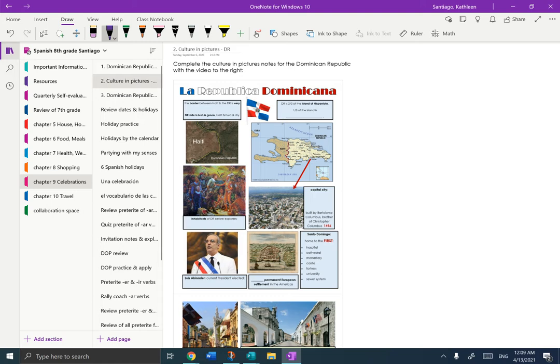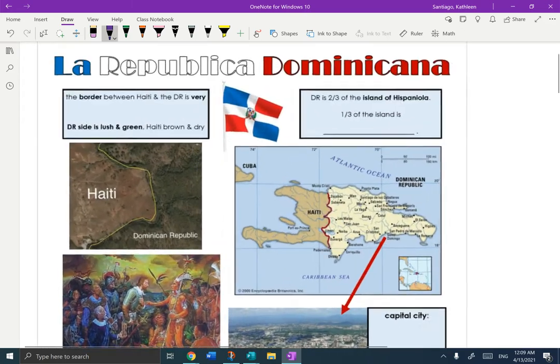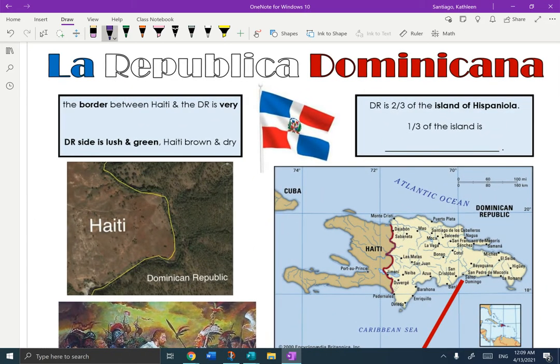I'm in your OneNote, Chapter 9. The page is Culture and Pictures. I'm going to eliminate the table of contents and make the page big so that we can see the notes that we're writing. As you can see, La República Dominicana in Spanish, the Dominican Republic in English, is known as La República. It is also known as the DR. Here in our notes for Dominican Republic, I wrote DR, so it would take up less space. You can see that they have the same colorations of their flag as we do, azul, blanco, y rojo.